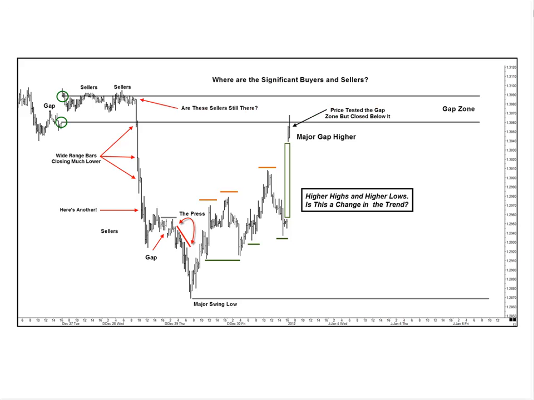So let's see what we get. Price tests the gap zone. Trades higher. Closes below it. Gap's still open. Again, we're making higher highs and higher lows. Is this a change in trend? Well, what should you be asking yourself? Are these sellers still there? The question is, where are the significant buyers and sellers? In this case, the question has to be, if there are sellers, where would they be, and are they there?